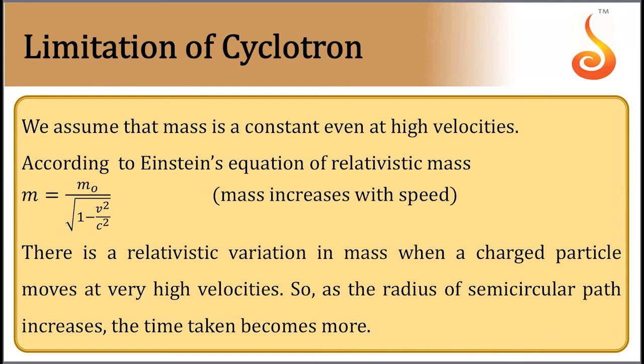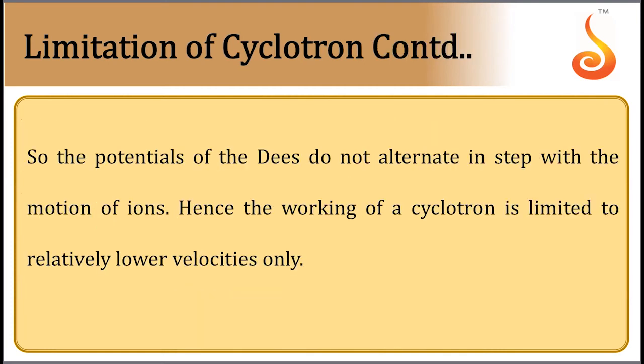Coming to the limitation of the cyclotron. We assume that mass is constant, but relativistically it varies. So the radius of the semicircular path increases due to variation in mass, and the time taken becomes more. This is one limitation. The potentials of the Ds do not alternate in step with the motion of the ions. Hence, the working of the cyclotron is limited to relatively low velocities only. You cannot accelerate it to very high velocities.